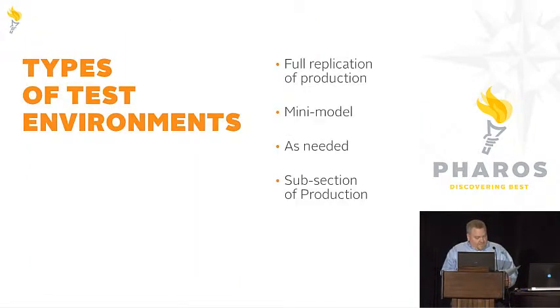I've broken this down into 4 different possibilities here. One is a full replication of your production system. So if you have a principal server, separate database server, SQL server, a couple of print servers, and a mobile print server, you'd want to replicate that environment entirely in that model. Another model would be a mini model.